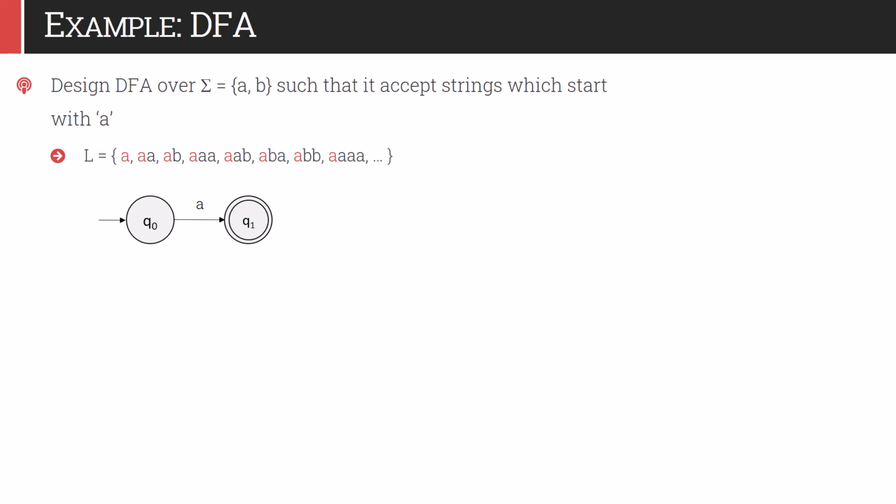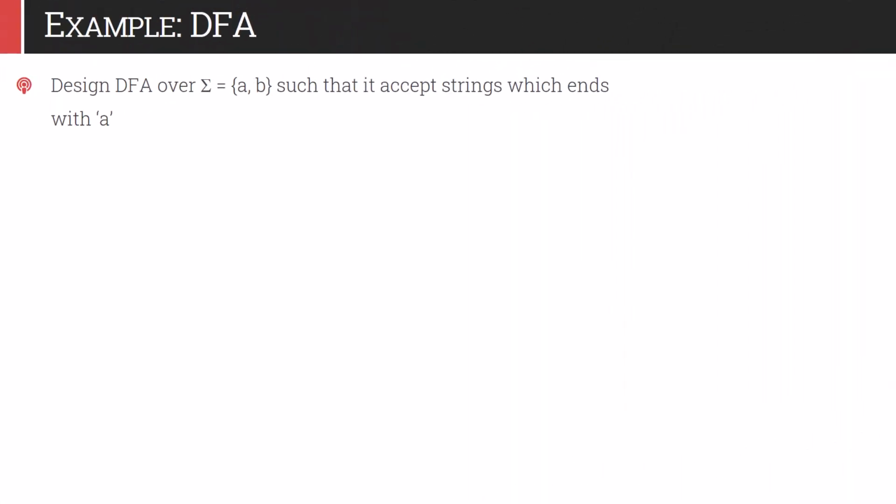From Q1, we can read any combination of a and b, so we can have a self loop of a and b. Through that, we can generate all the remaining characters in the string. And as I said, if we read b from Q0, it will move to the dead state. So this is the desired DFA.